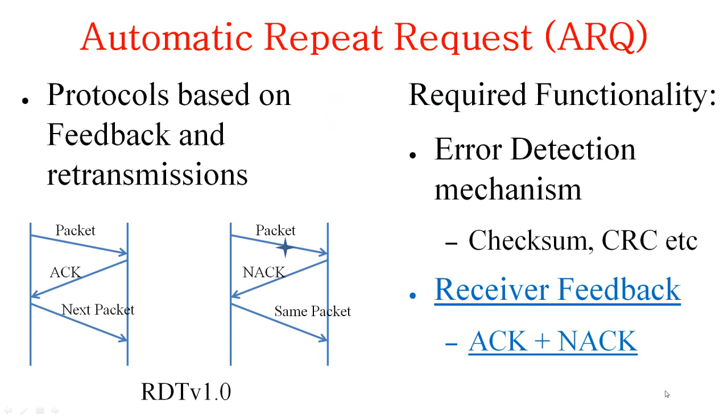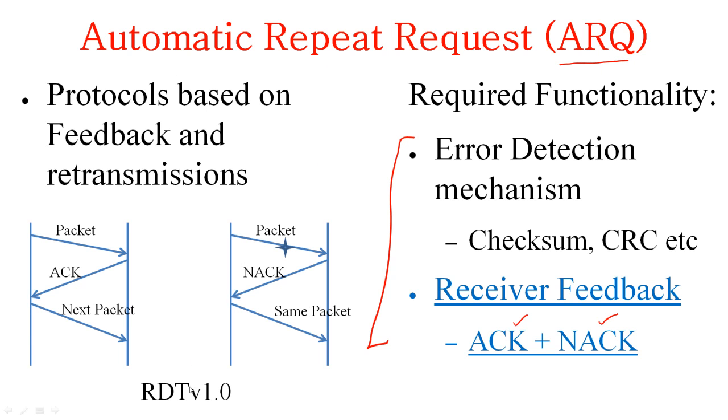So the required functionality so far boils down to this. We need error detection mechanisms. We also need receiver feedback. For now, we are considering both ACK and NAC. Now, protocols based on this feedback and retransmission mechanism are called automatic repeat requests. They are called ARQ protocols.